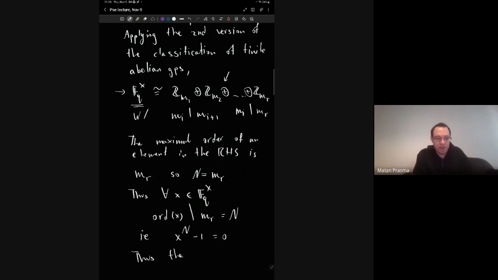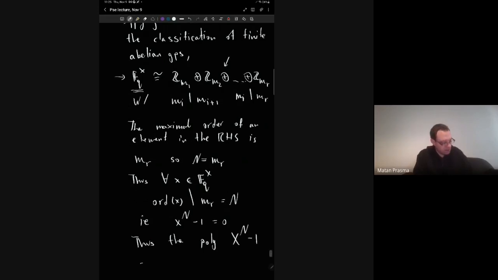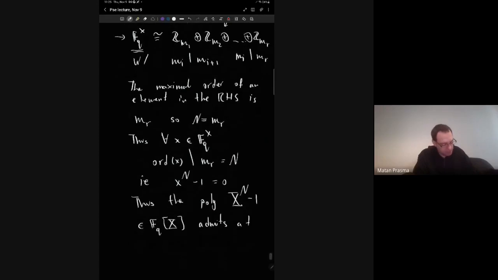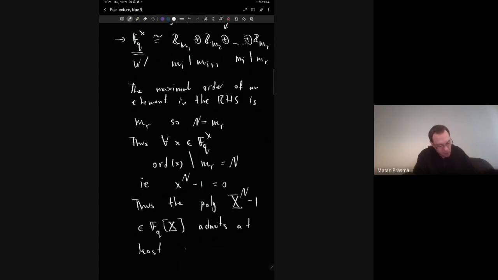Write it in different forms. The polynomial X to the n minus 1, when I think of it as a polynomial in FQ, this is supposed to be capital X, admits at least Q minus 1, which is p to the n minus 1, roots.